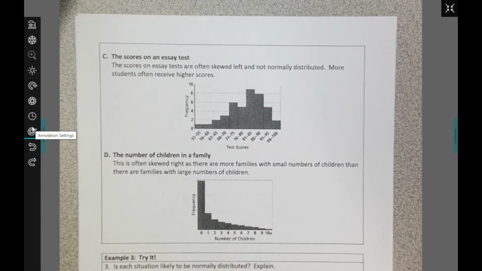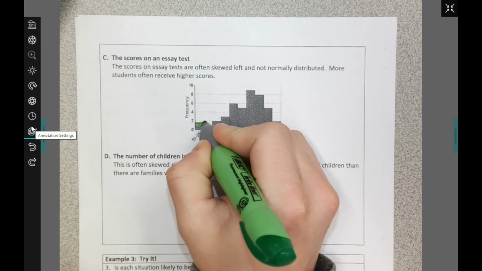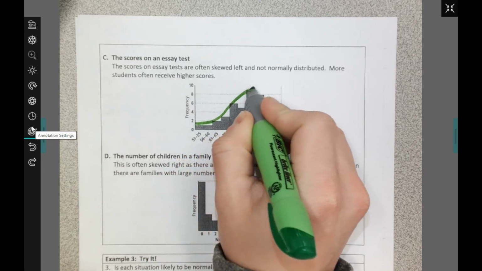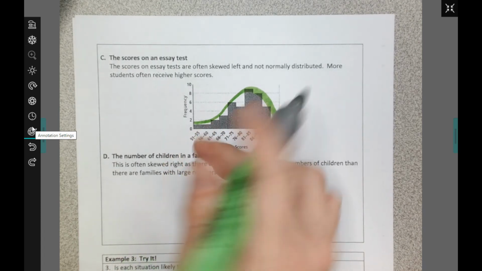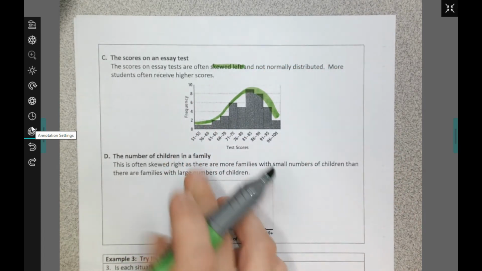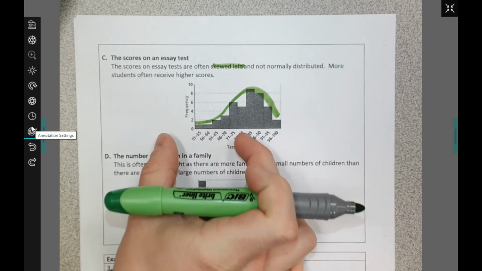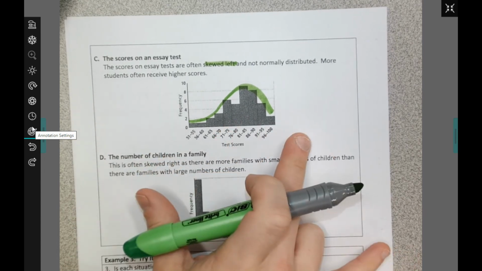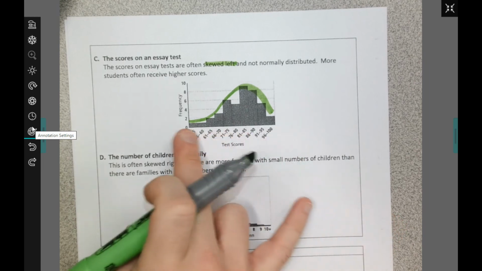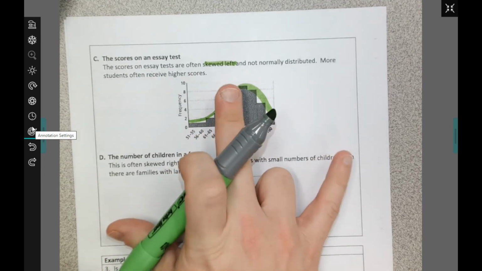Okay, for C, they give you the scores on a test. Well, if you were to draw a curve in, okay, so I start low, go up, come back down. The data they gave us here is actually skewed left. And if you think about that, if you were to list all the scores out, typically fewer people do badly on quizzes than those that get like B minuses or higher. Okay, so since that's the representation for our data here, we would say it is skewed left. Remember, normal distribution would have the peak in the middle.